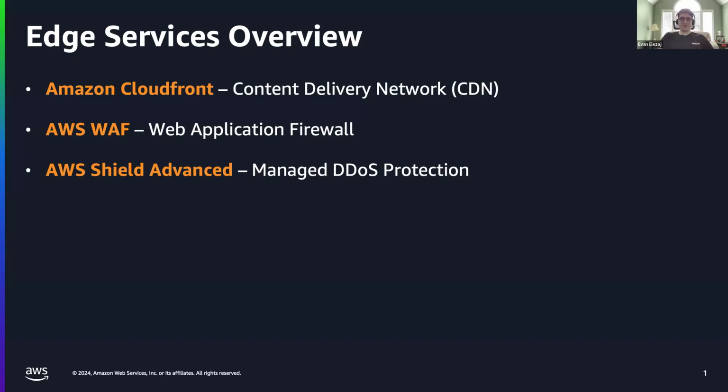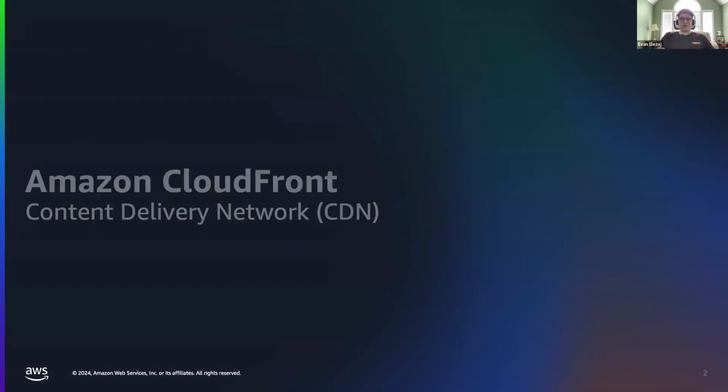And today I will be presenting for you a quick overview of 3 of our core Edge services. So first is Amazon CloudFront, which is our content delivery network. Next is AWS WAF, which stands for Web Application Firewall. And last I'll be highlighting is AWS Shield Advanced, which is our managed DDoS protection service. So first is Amazon CloudFront.